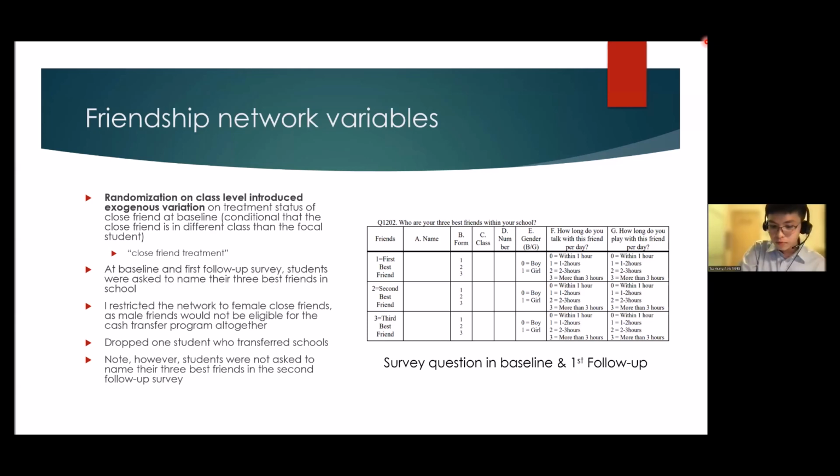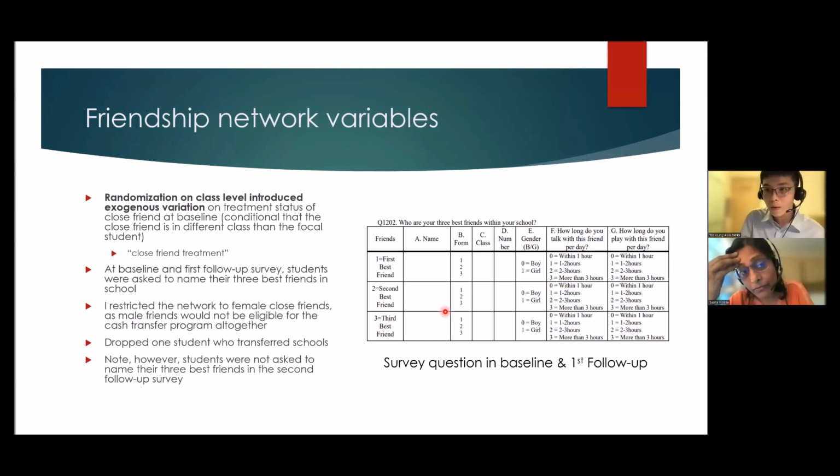Sorry. So my understanding somehow was that you didn't know friends of friends, and you only knew everybody's own 3 best friends. But I guess you can connect people through the data.